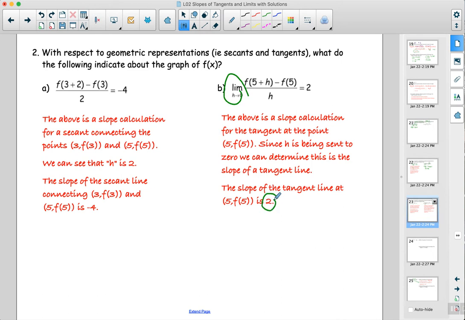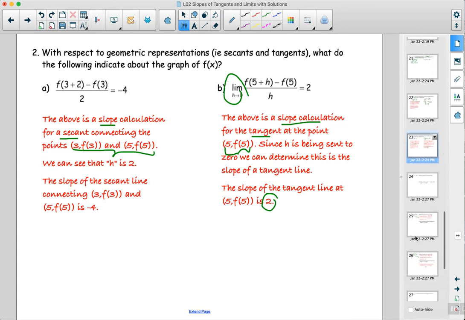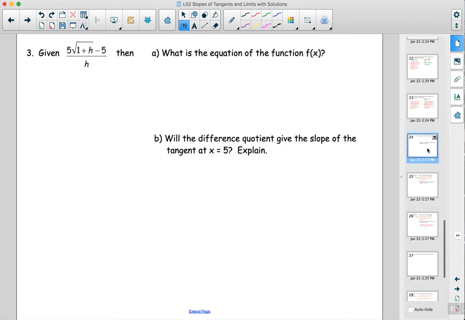So if this were a test or a performance task question, you have to tell me the slope of what? Slope of a tangent or a slope of a secant. You have to tell me if it's a secant, the 2 points that are being connected. If it's a tangent, tell me the 1 point where the tangent is being drawn through. And then you also have to tell me, if I give you a numeric value, what that slope calculation was. All right, moving forward to the next question.